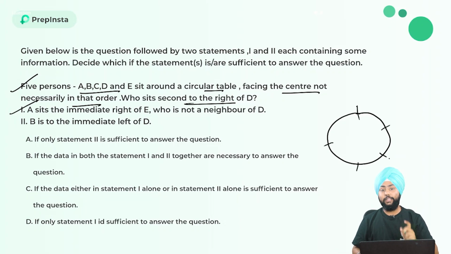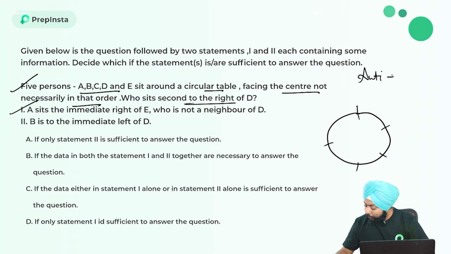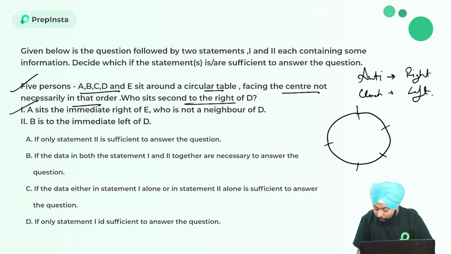There is a rule in circular arrangement. Whenever we are going anti-clockwise, it means right direction, and clockwise means left direction. Understood? Okay, let's see. A sits the immediate right of E. So if this is A, immediate right of E is A. Right will be anti-clockwise. So this is E. That's how A is the immediate right of E, because I know anti-clockwise is right.